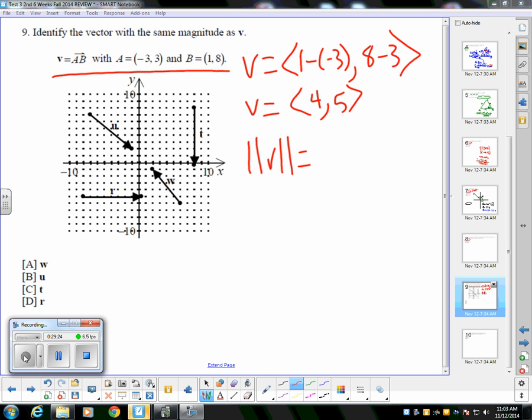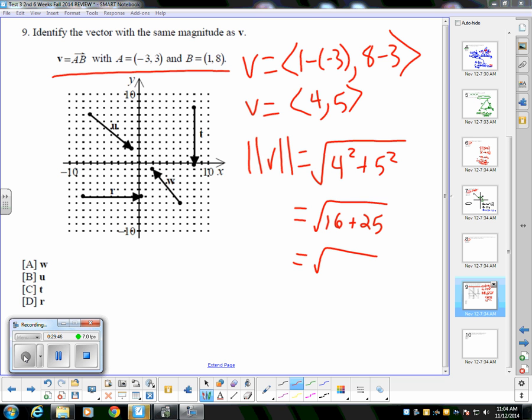So the magnitude is pretty straightforward. It's just simply the square root of 4 squared plus 5 squared, as long as you know the components there. So that's the square root of 16 plus 25. Let me check my math right quick before I go any farther. 1 minus negative 3 is 4. 8 minus 3 is 5. 4 squared is 16. 5 squared is 25. 25 and 16 is going to be what? 41? Okay?